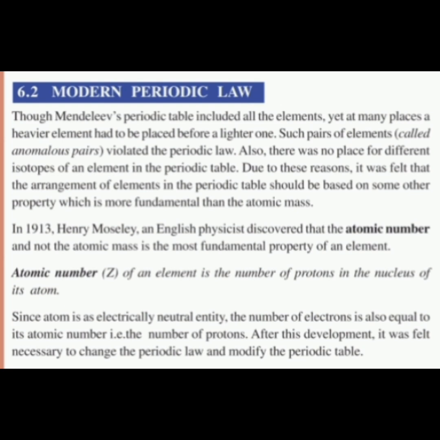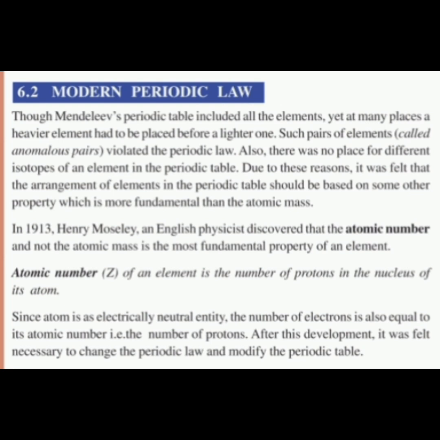In 1913, Henry Moseley, an English physicist, discovered that the atomic number, and not the atomic mass, is the most fundamental property of an element. So in 1913, Henry Moseley, an English physicist, discovered the atomic number, not the atomic mass. He said that atomic number is the fundamental property of elements, not the atomic mass.